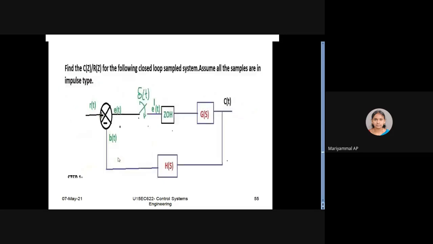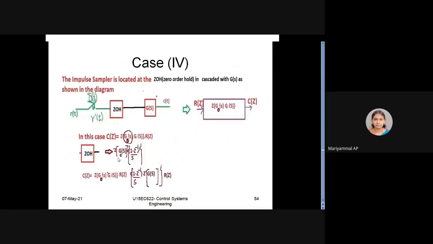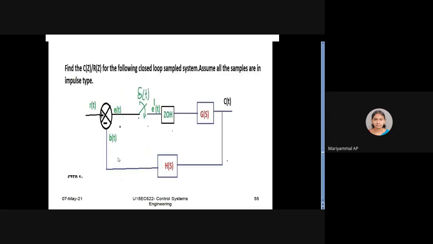Yesterday we covered the same, and here I am recollecting the points. Then we solved a problem in two steps: a problem of the sample and hold system with closed loop control. That is one of the example problems. In this problem, we have only one sampler, only one zero order hold system and only one G(s) block.